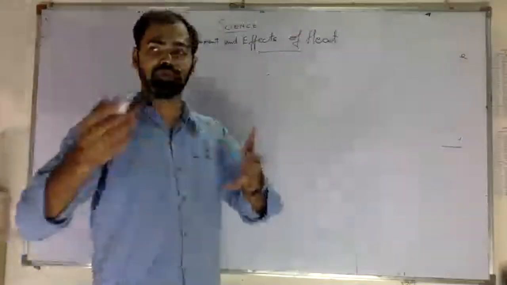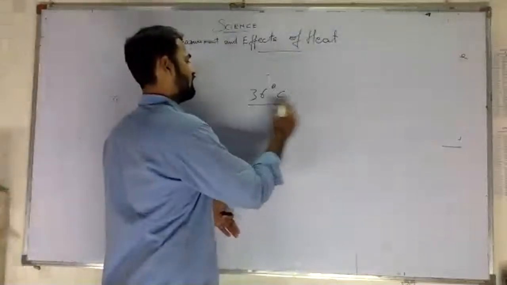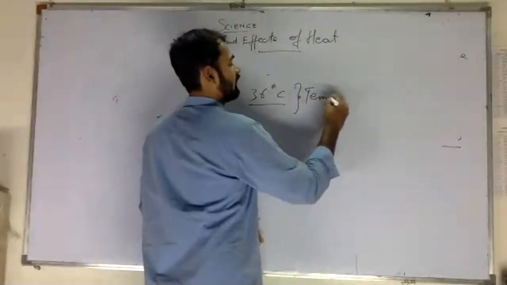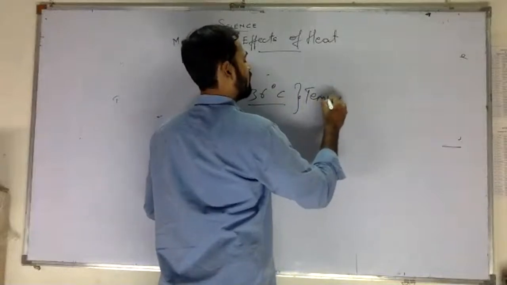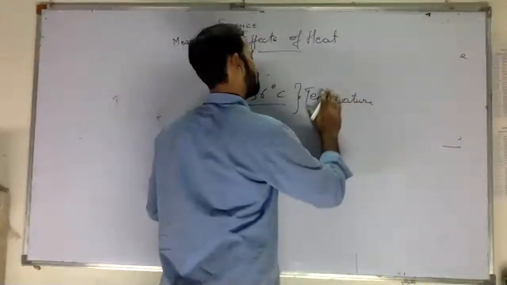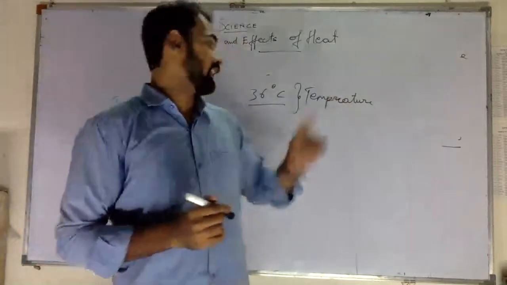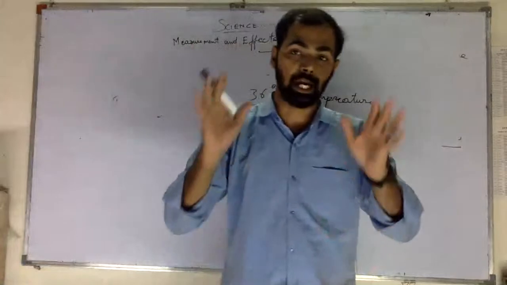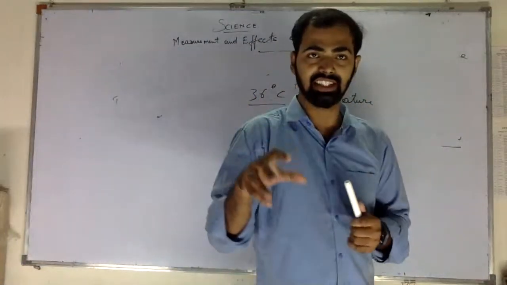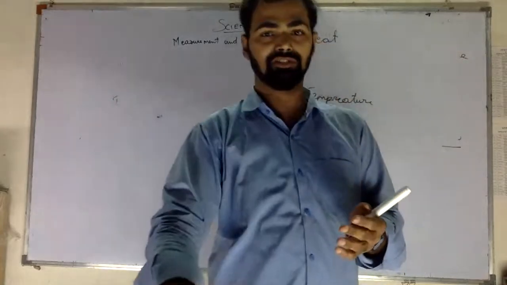When you go outside during summer, the normal temperature, especially in our country, may be 36 degrees Celsius. The 36 degrees Celsius is temperature. But heat is something related to energy. Understood? I've already given a lot of examples with respect to these things.